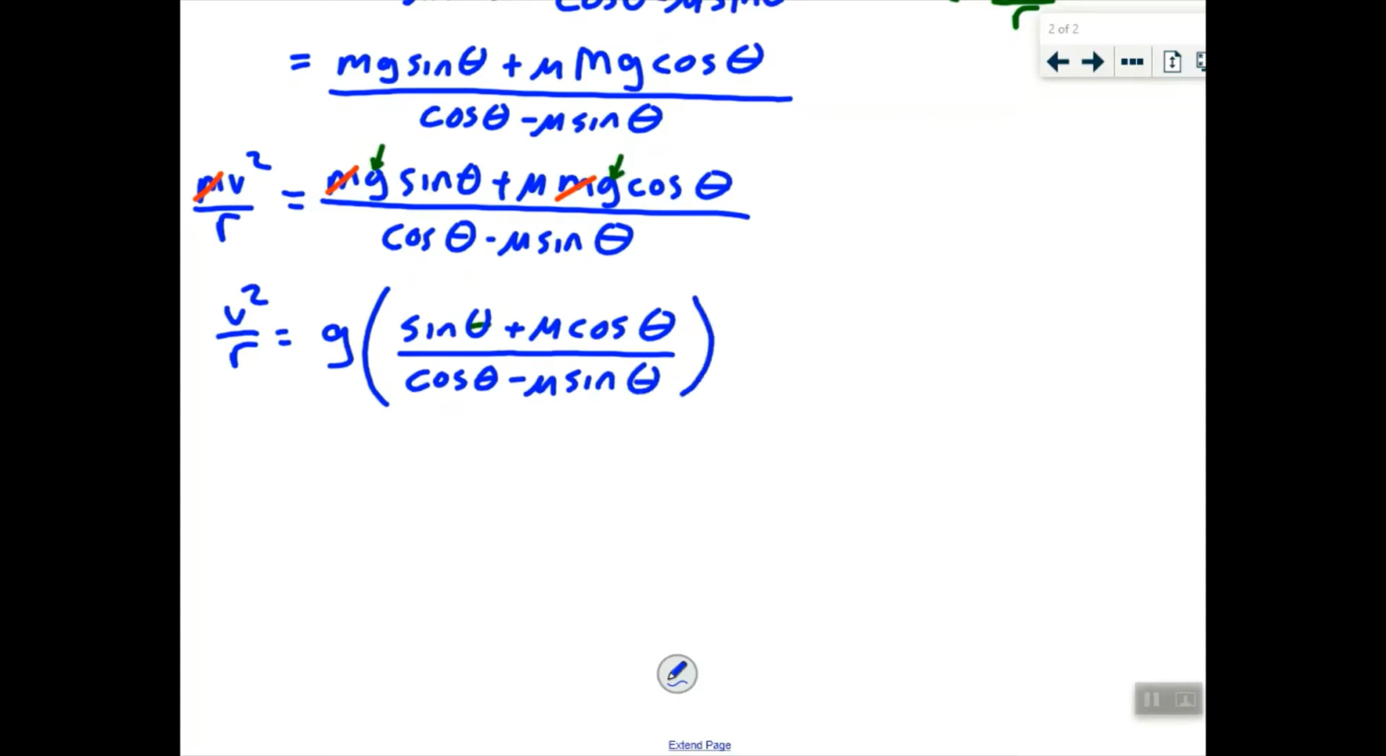So look at what I've got here. Look at what I've created. I've created a formula that has only 4 variables in it. 1, 2, 3, 4. g isn't a variable unless you're planning on doing this on another planet, right? v, r, theta, and mu are my only variables here. So that's a very powerful thing to be able to do.